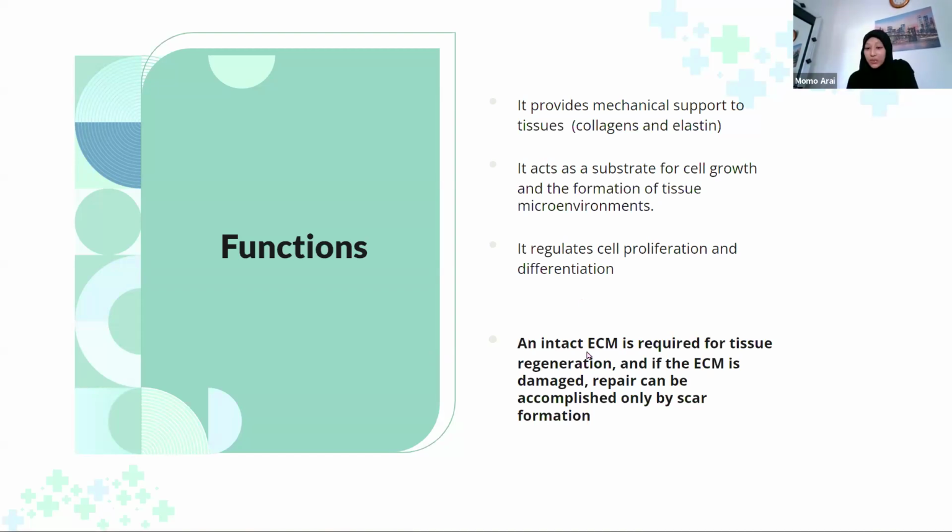Which brings me to the next point, which is that an intact extracellular matrix is required for regeneration. Remember the first slide, we said regeneration or repair. The extracellular matrix will determine that: if there is good extracellular matrix around the cells and there's any injury, it can go back to normal just because it has a stable extracellular matrix. If the extracellular matrix is damaged, repair can be done, which is the second path with scar formation.